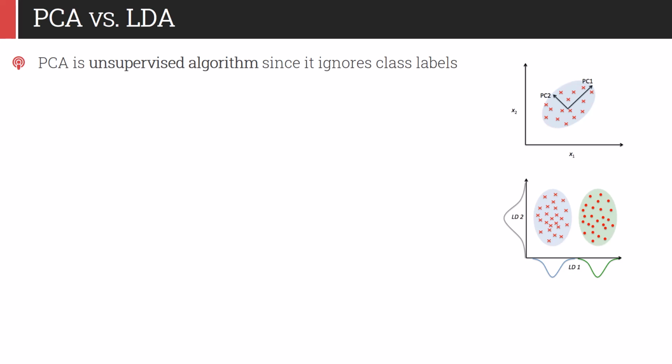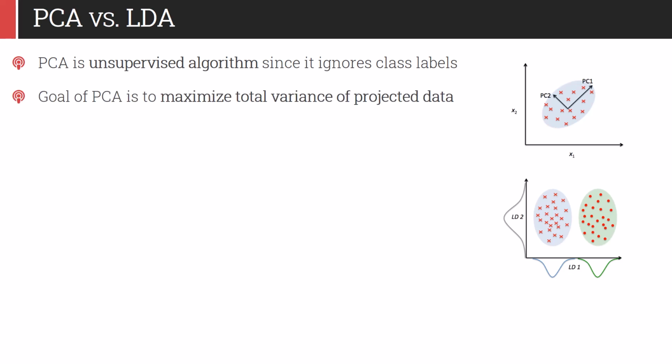Fine. So let us first understand why we need LDA, or what the limitations of PCA are. PCA is an unsupervised algorithm since it ignores the class label. That was the first thing I discussed. The goal of PCA is to maximize the total variance of the projected data. That's the goal of PCA, but it is not always desirable. In contrast, LDA is a supervised approach.